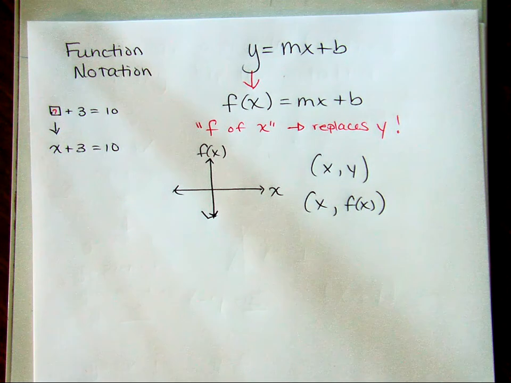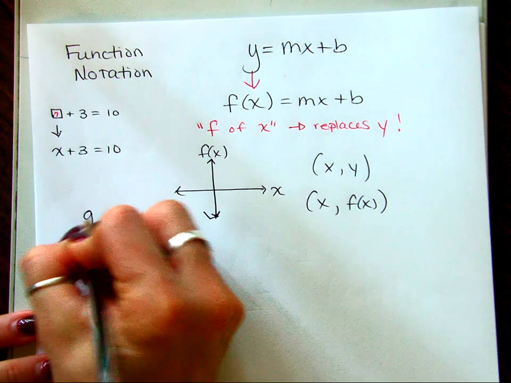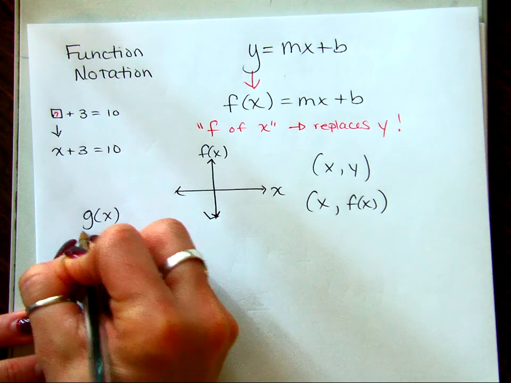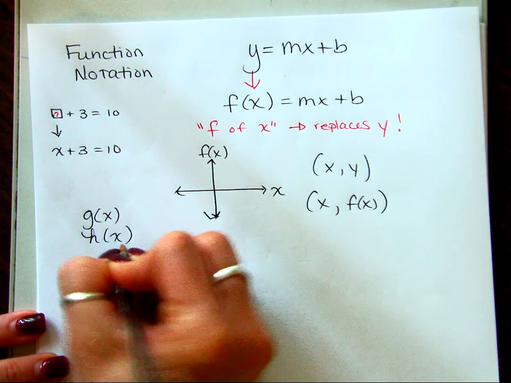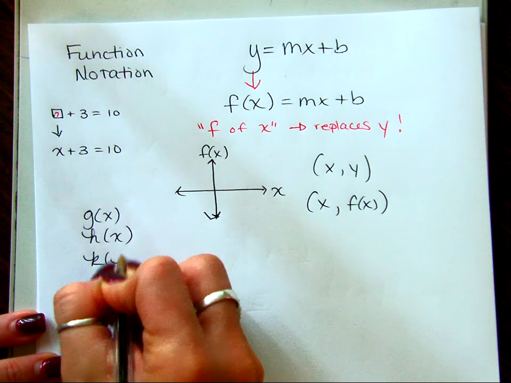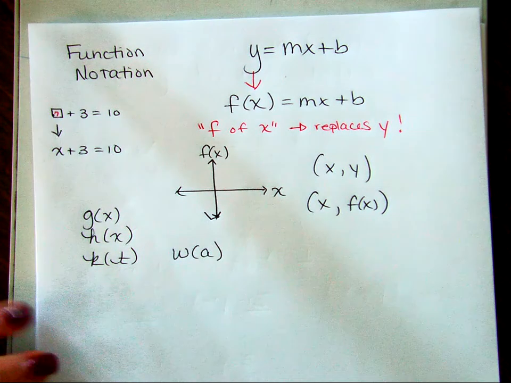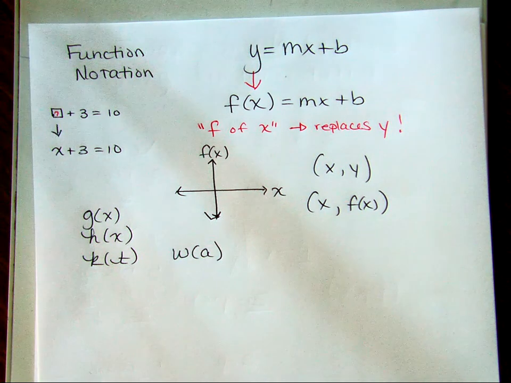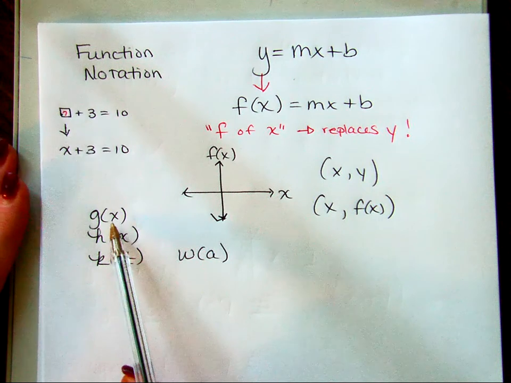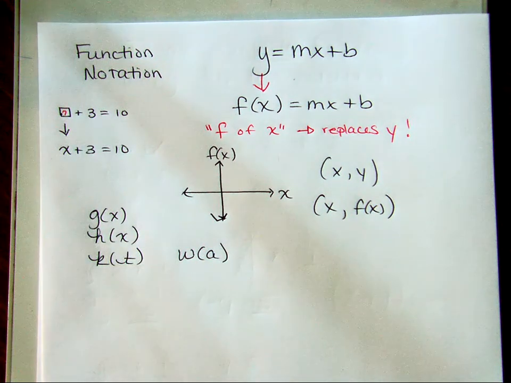Okay? It's not always going to be f of x. You will also see sometimes g of x, h of x. You might even say k of t. You might even see w of a. You can see any combination. The most common ones are f of x, g of x, and h of x. Okay? But you're going to see some of these, and I want to show you how to work with them.